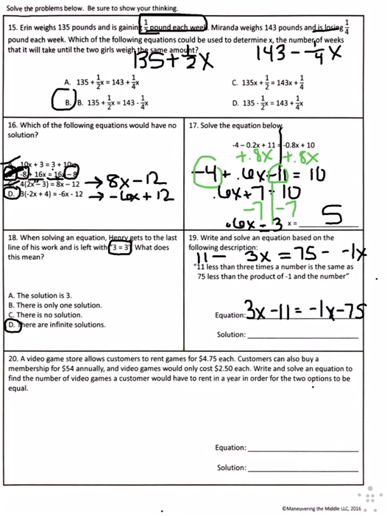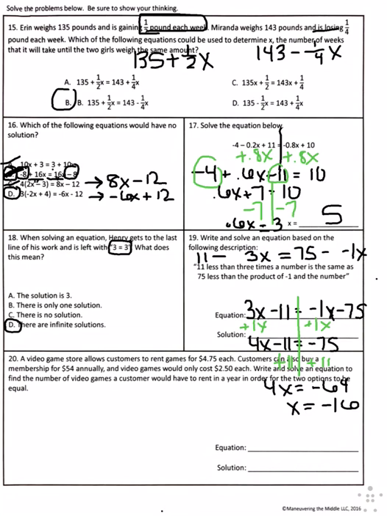When we solve the problem, we are going to combine like terms. So I'm going to add 1x on both sides to get 4x. We're going to add 11 on both sides. Negative 75 plus 11 is going to give us negative 64. And then our last step is to divide. Negative 64 divided by 4 gives me negative 16.